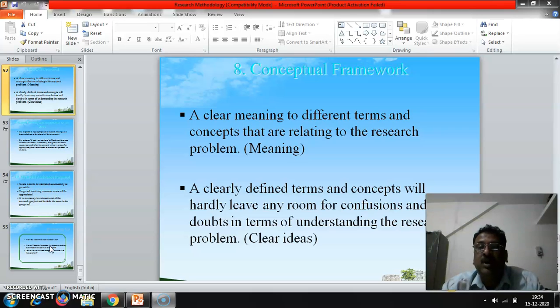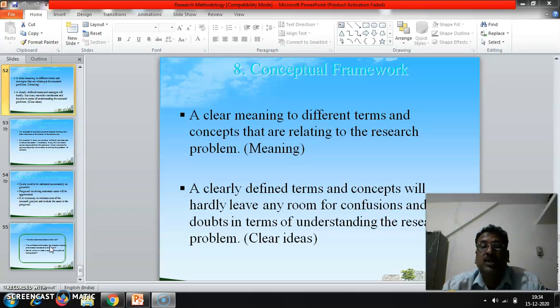For example, the financial performance of Karnataka Bank, a comparative study. At that time, your concept and terms mean your study is related to Karnataka Bank only. The concept is financial position, and then performance for how many years you are comparing.